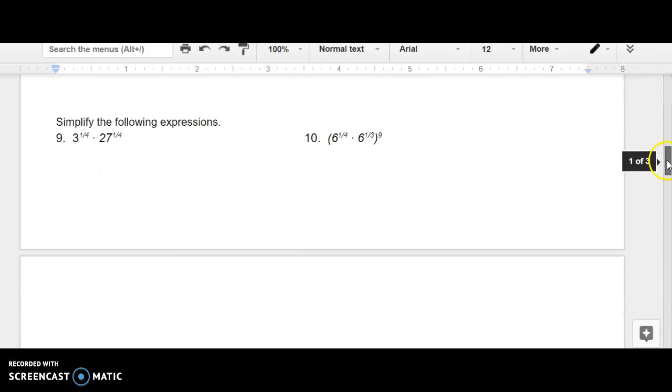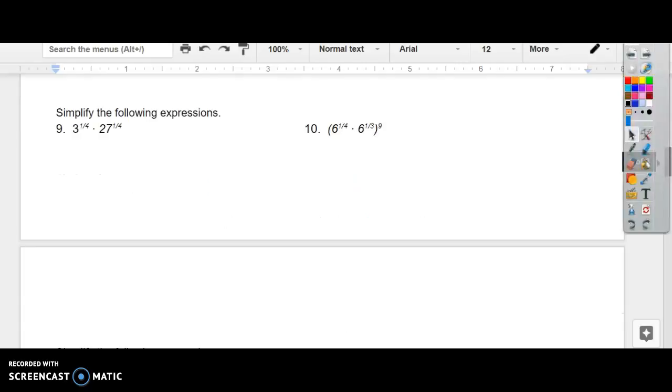All right, if you sneezed, you probably missed it. All right, in the bottom, I can see these exponents are the same, so that's like doing the 4th root of 3 times the 4th root of 27. 3 times 27 is 81, and if you take the 4th root of 81, you're going to get 3.